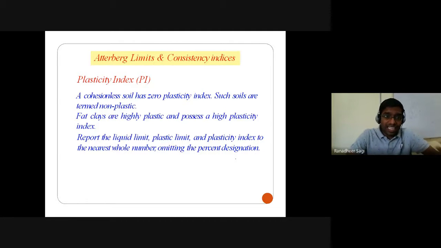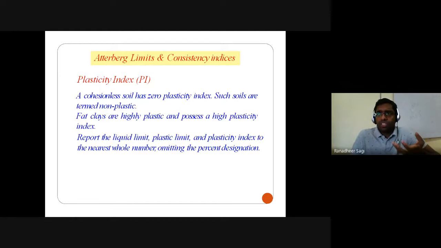And fat clays are nothing but the clay soils which have a more greasy nature of bonding between the particles, more cohesive nature of bonding between the particles. They are said to be highly plastic, and they possess a high plasticity index. So for such kind of soils, when you determine the plasticity index value, that value comes out to be relatively high in the case of your fat clays.